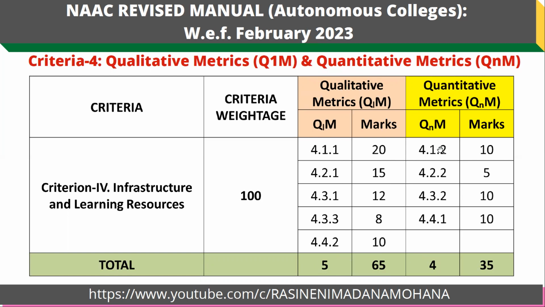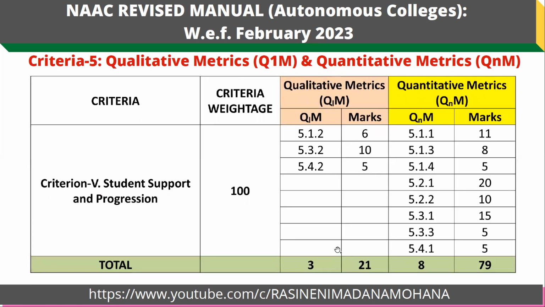Then the quantitative matrices are 4.1.2, 10 weightage, 4.2.2, 5 weightage, 4.3.2, 10 weightage, 4.4.1, 10 weightage. Total 4 quantitative matrices with 35 weightage. Then criterion 5, student support and progression, total weightage is 100, which consists of 3 qualitative matrices with 21 weightage, then 8 quantitative matrices with 79 weightage.